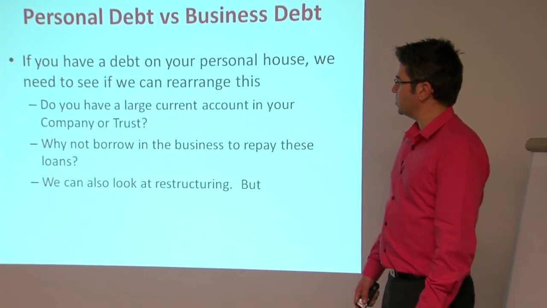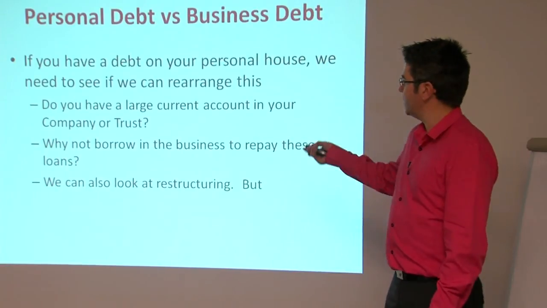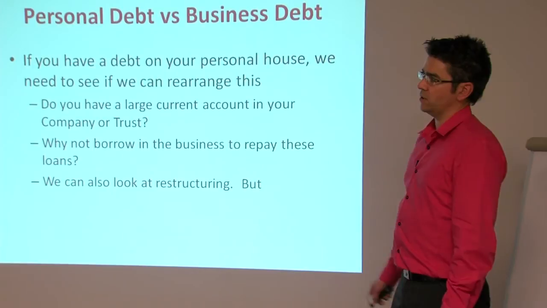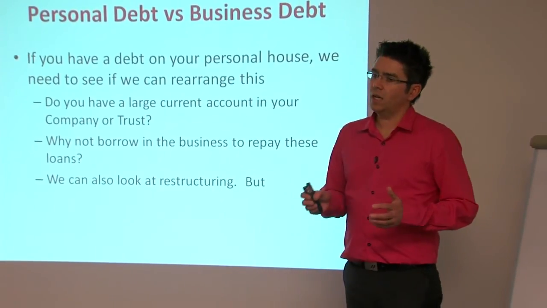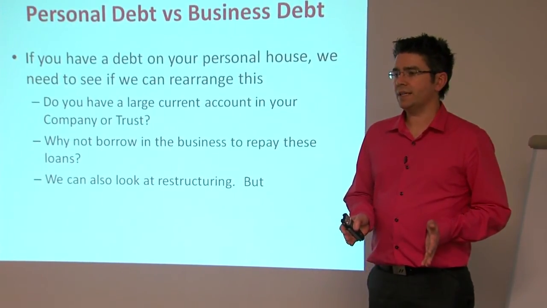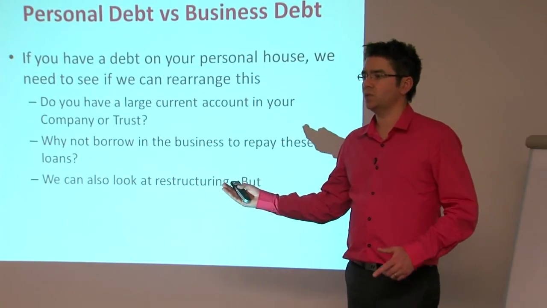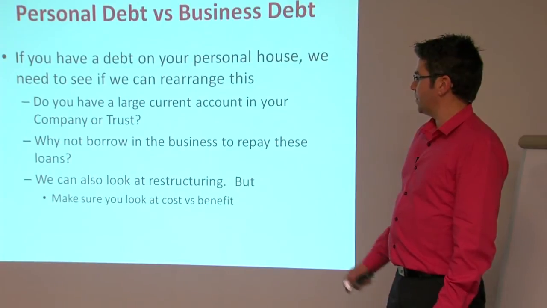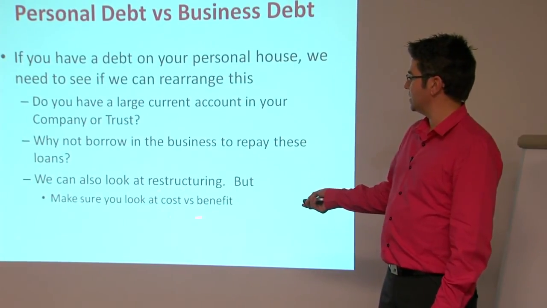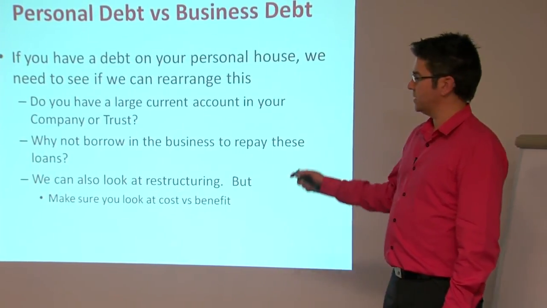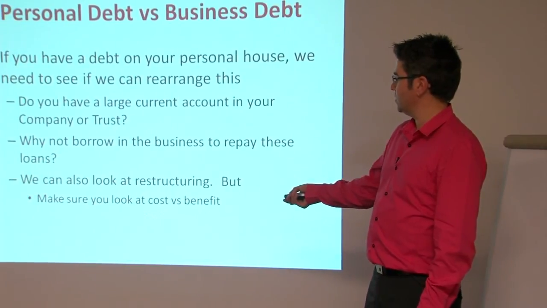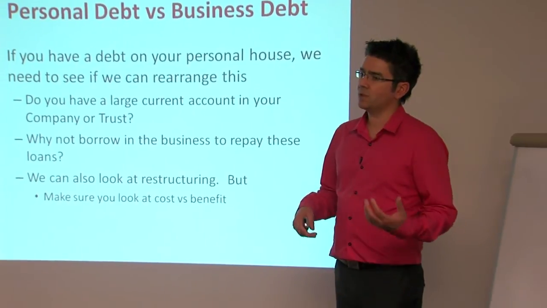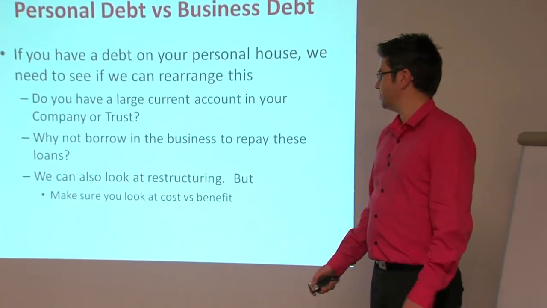We can also look at restructuring this debt. So if you don't have a large current account in your company or trust, we can also look at restructuring. A common way is selling rental properties in your personal or partnership name into a company or a trust. What you need to be very careful with this is that the cost is less than the benefit. There's no point in it costing you $5,000 to do it and you're only getting $1,000 benefit from it. So you really need to weigh up the cost versus the benefit.